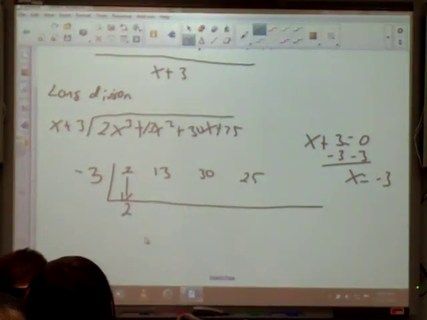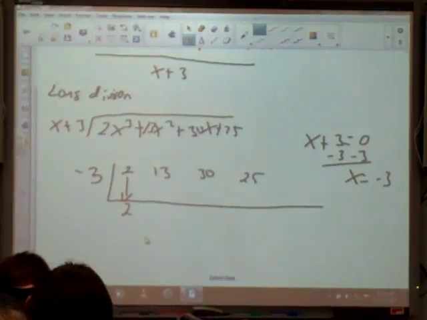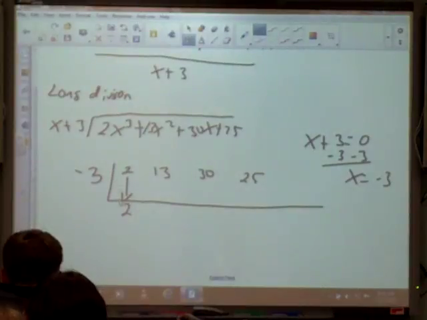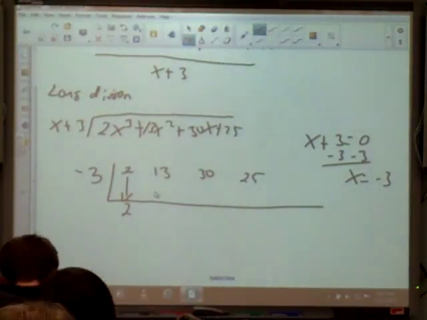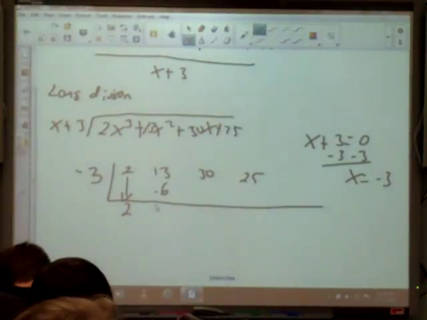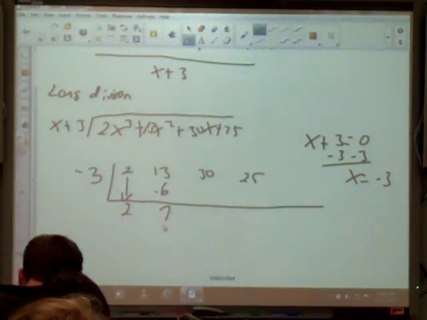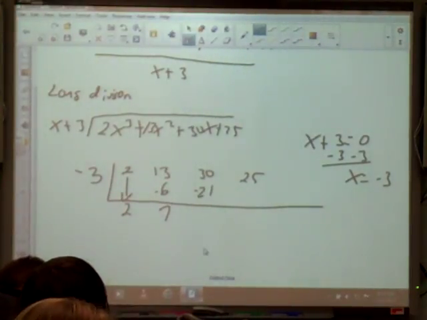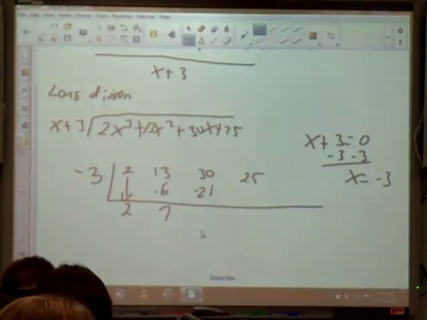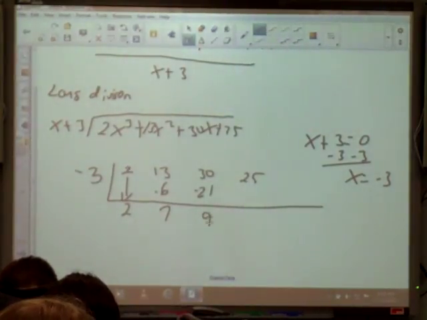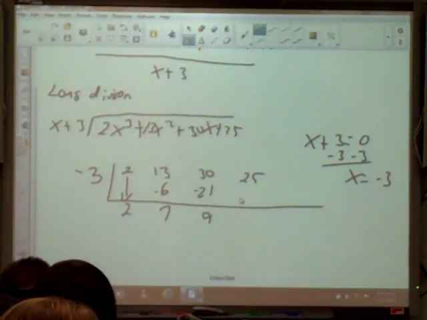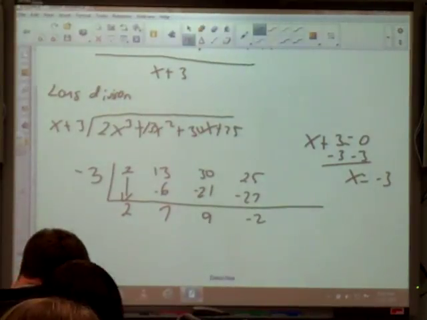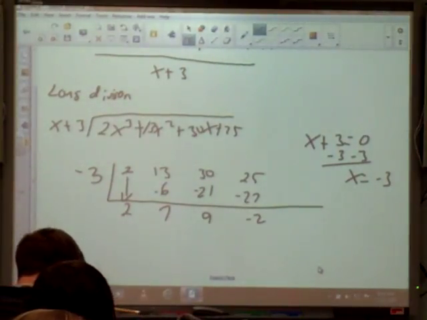And now all we do throughout this whole thing, whatever number's on the bottom of my box, like where that 2 is, I multiply it by the number on the outside. So here I do 2 times negative 3, put it in the next empty spot. Now I add those. Now I got a number down here, so I do it times negative 3, put it in the next empty spot. Then I add those. Then I do 9 times negative 3, put it in the next empty spot. And I add those. Okay? So we're done with synthetic division now.